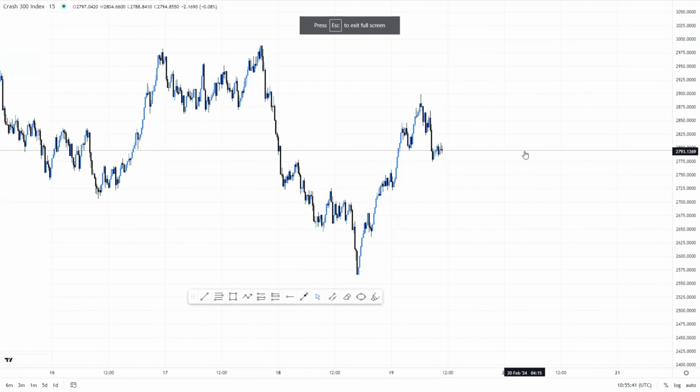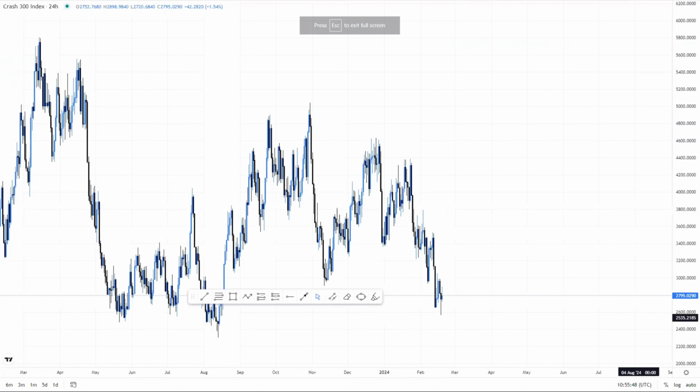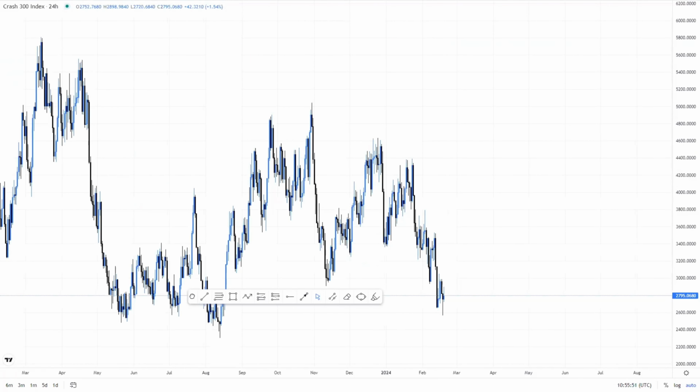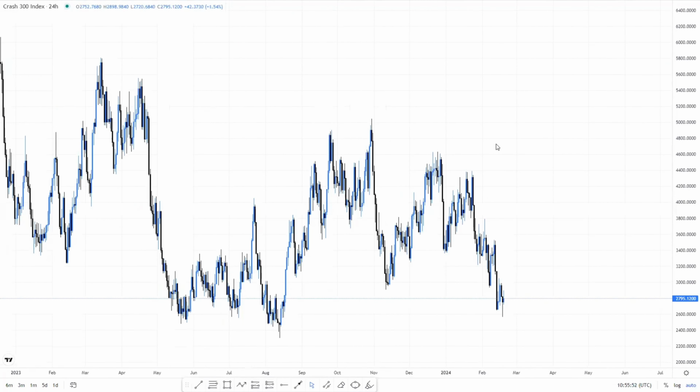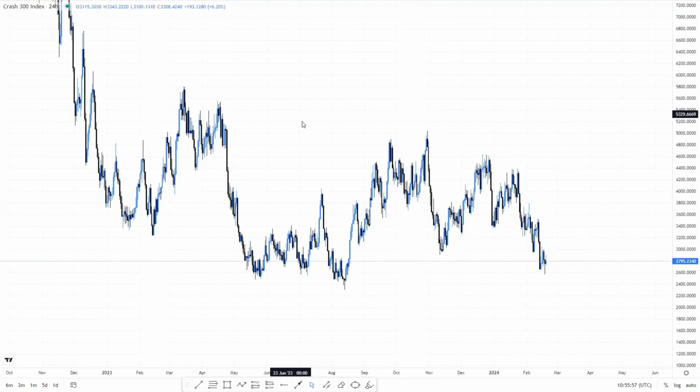Right. So going to the daily time frame on Crash 300, the most important thing is for me to identify what is currently happening overall. So on the daily, this is my current situation here, which is the most important part. Looking at that, I can see here we induced, nice. We broke structure down, beautiful.